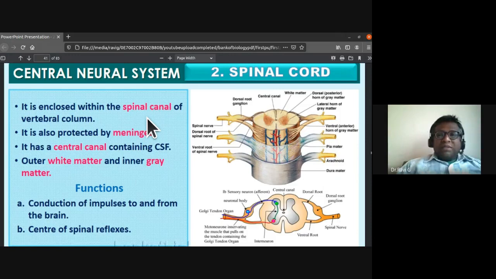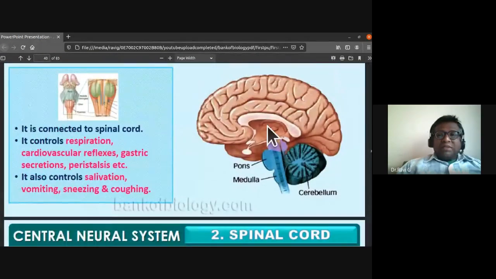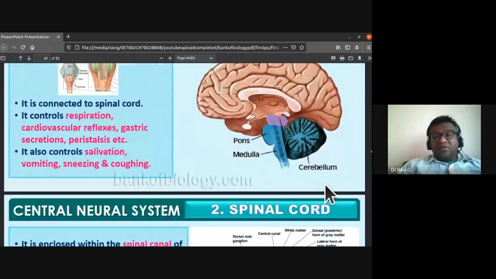The next part is the spinal cord. We just completed the medulla oblongata, which is connected to the spinal cord. The medulla oblongata controls respiration, cardiovascular reflexes, gastric secretions, peristalsis, etc. It also controls salivation, vomiting, sneezing, and coughing.